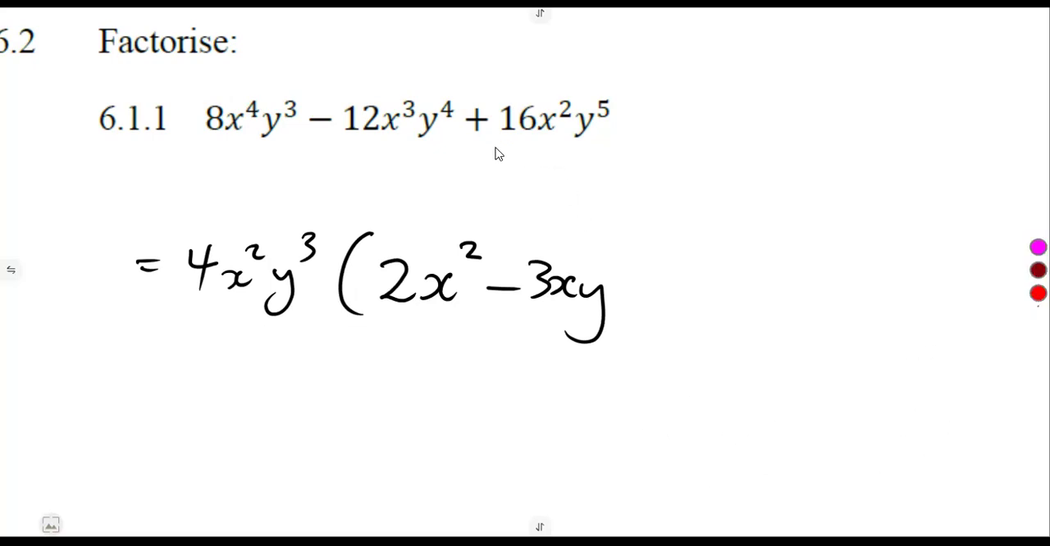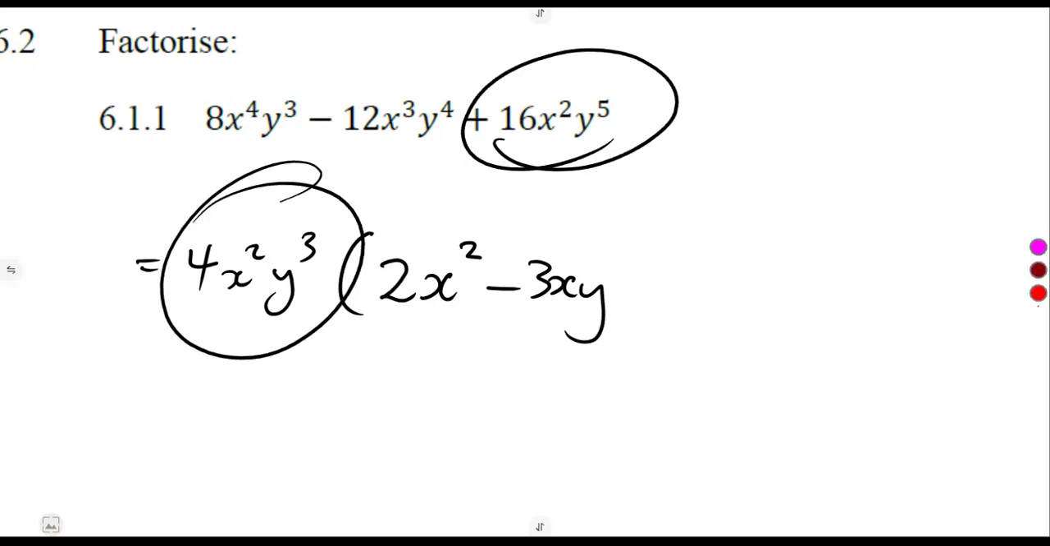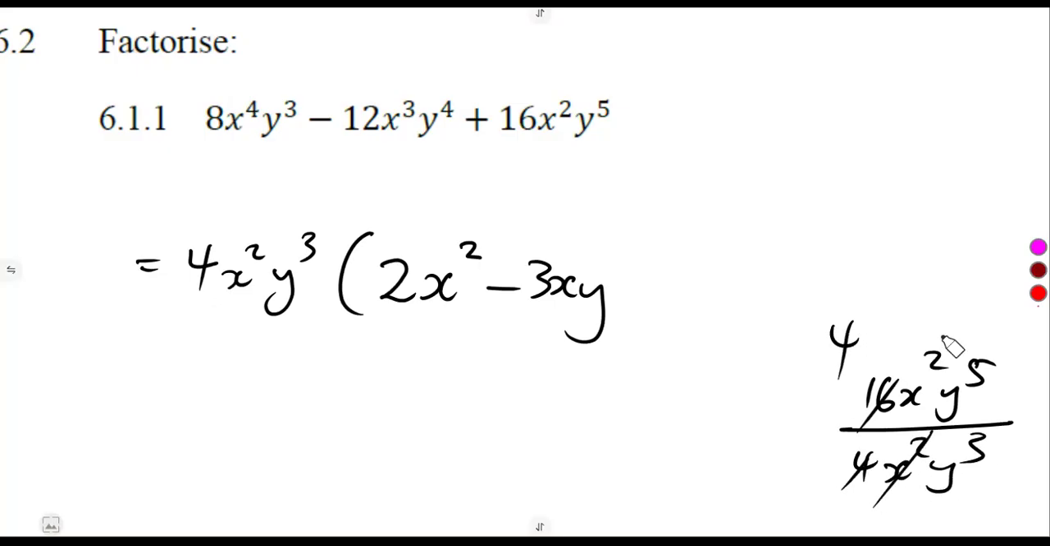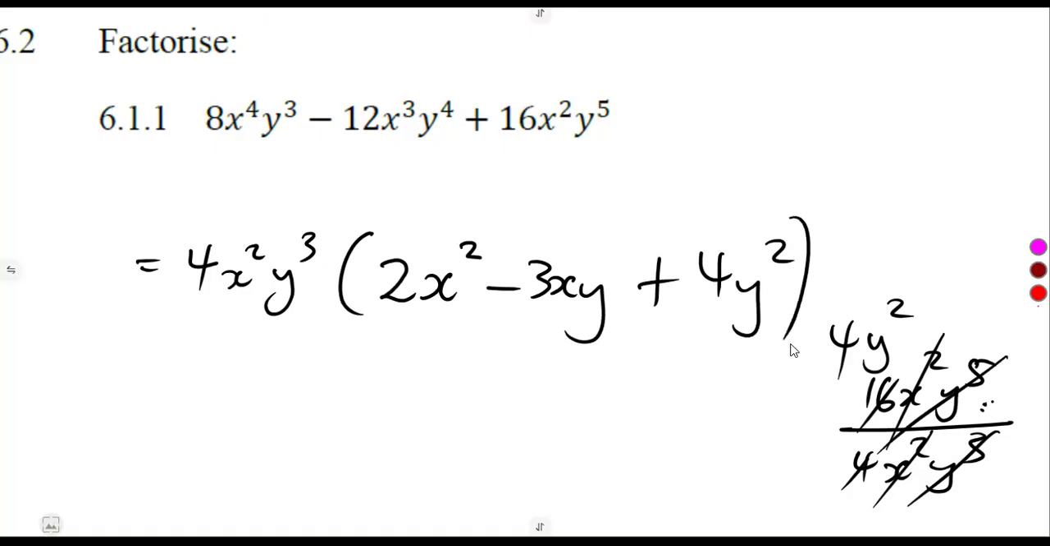So moving on to this, also divided by this, 16x squared y to the 5 over 4x squared y cubed. 4 into 16, that's a 4. X squared and x squared are the same, can cancel. There are 3 y's here, there are 5. So meaning to say we're going to remain with 2 y's on top. So that's 4y squared that we're going to have. So that's it, we are done.